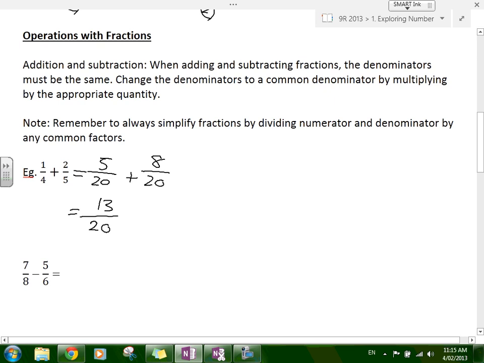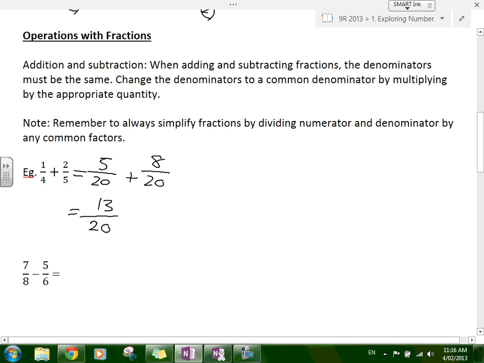Let's have a look at the next one. 7 over 8 minus 5/6. What is the common denominator of 8 and 6? What's the lowest common denominator? What's the thing that they both go into? 6 and 8. It's actually 24.